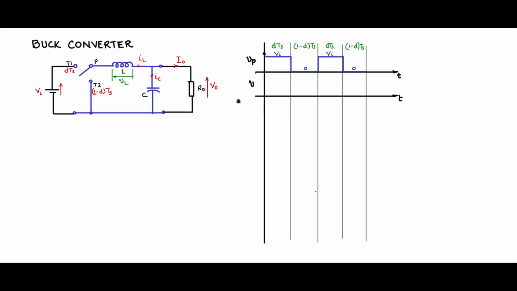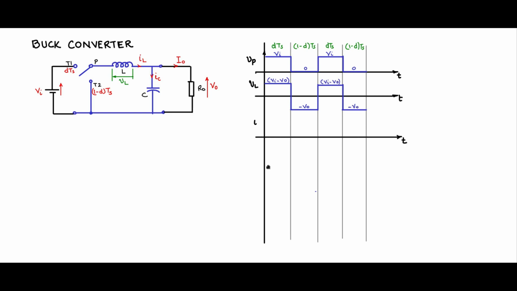Next, let us try to draw the voltage VL. This also we have seen. During the time DTS, when the pole P is connected to T1, Vp is Vi, and on the other side of the inductor it is V0. Vi minus V0 is appearing here. And here when P is connected to T2, Vp is 0, and on the other side you have V0 and you have minus V0 coming across the inductor. So it repeats every cycle in this fashion.